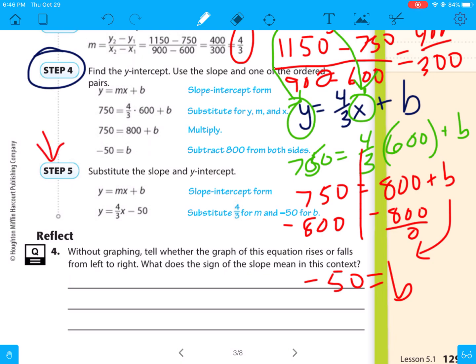Now what we have to do is substitute for the slope-intercept. So this is part 5. So it's going to be y equals, our slope that we found in the beginning was 4/3. 4/3 x minus 50. And that is the equation.